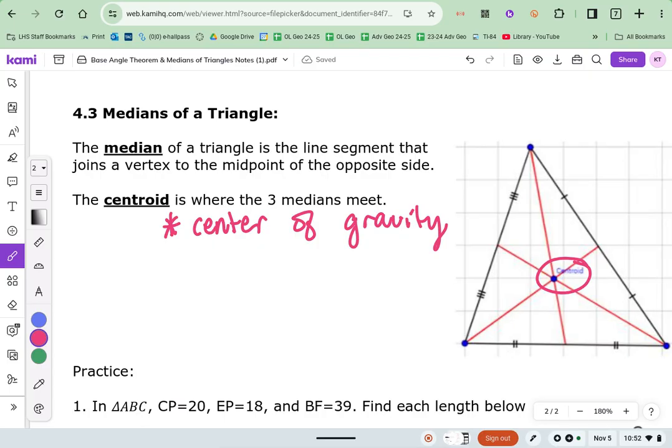So if you had a triangle, like on paper, for example, and you drew in the medians, which crossed at the centroid, if you put your finger right on the centroid, that's exactly where you could balance the triangle on top of one finger, because that's where its center of gravity is. So that's kind of cool.